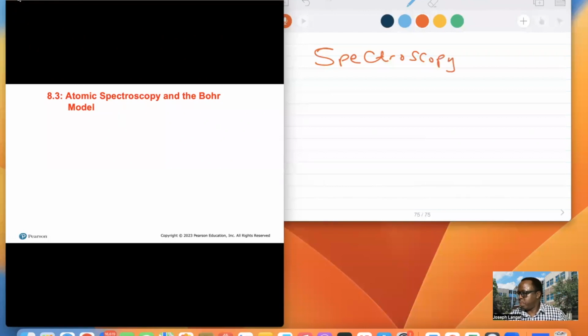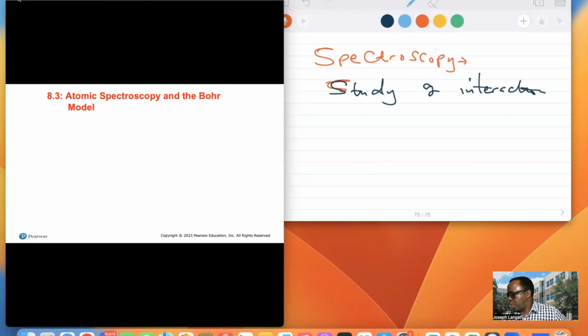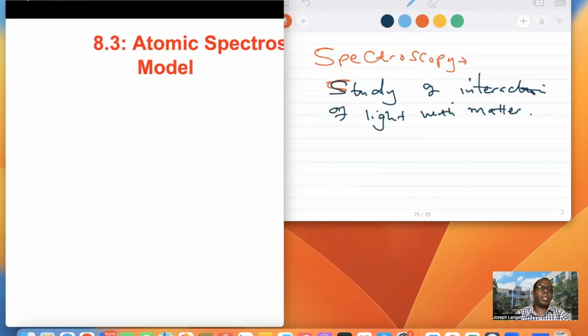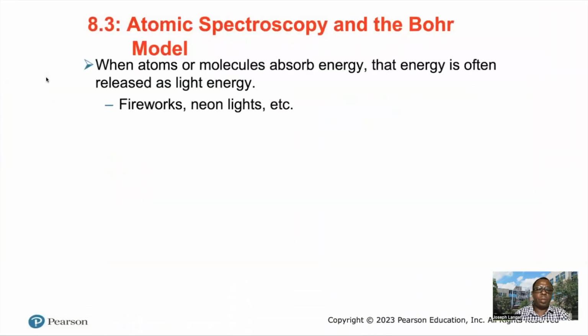Spectroscopy is simply the study of interaction of light with matter. Light interacting with matter is spectroscopy. We're going to see how light is interacting with matter.